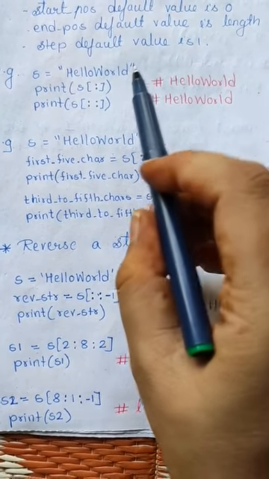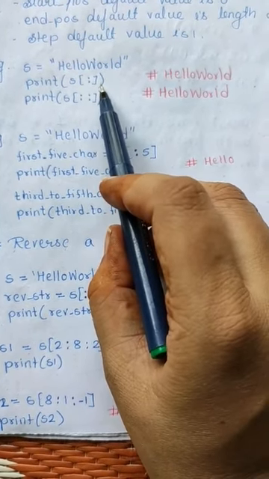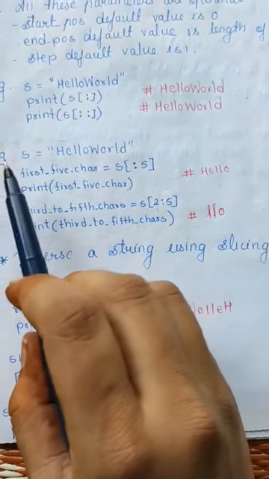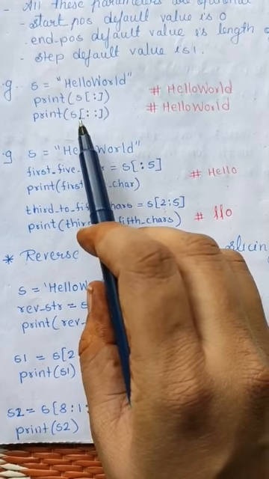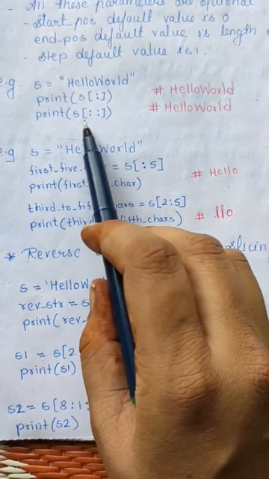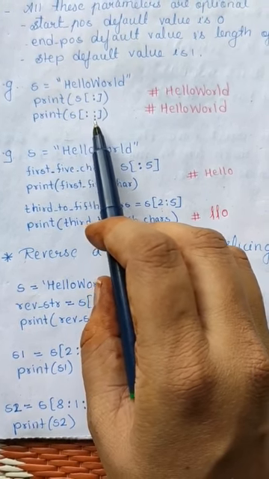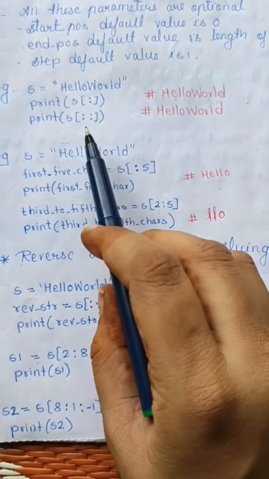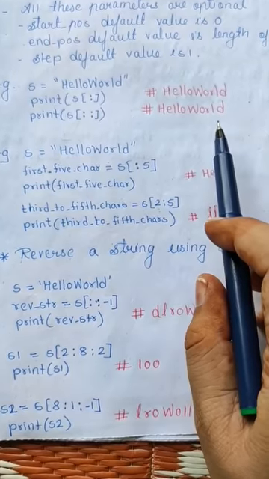See, here I have mentioned neither the starting position nor the end position. So the substring will be directly hello world itself. In the same way in the next case also, I have just inserted the colons, that means I have just partitioned the parameters and have not given any parameter. So it is also going to return hello world.